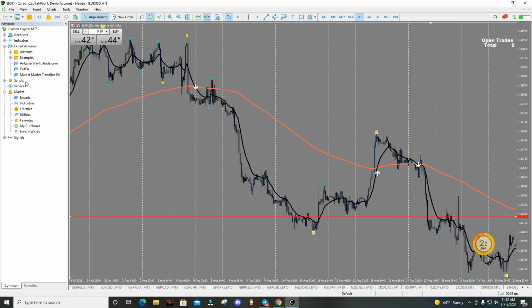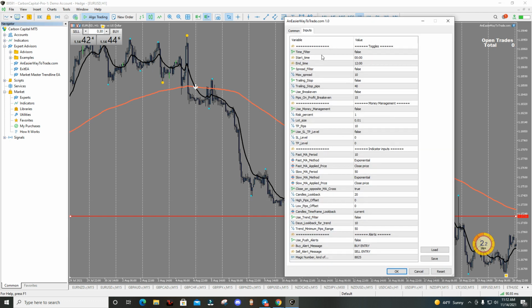We also have, let me show you the EA, at easierwaytotrade.com. Time filter: you can tell it when to trade and when not to trade during specific times. Spread filter: if your spread happens to be higher than whatever you specify here, it won't trade. Turn on my trailing stop, how many pips it needs to be. My risk management, self-explanatory. This is where you select what EMAs you want. I like the 13 exponential, leave it on exponential, and the 200 exponential.